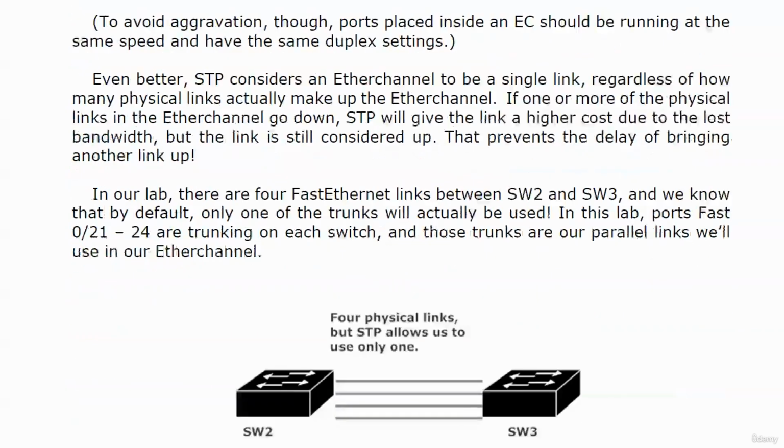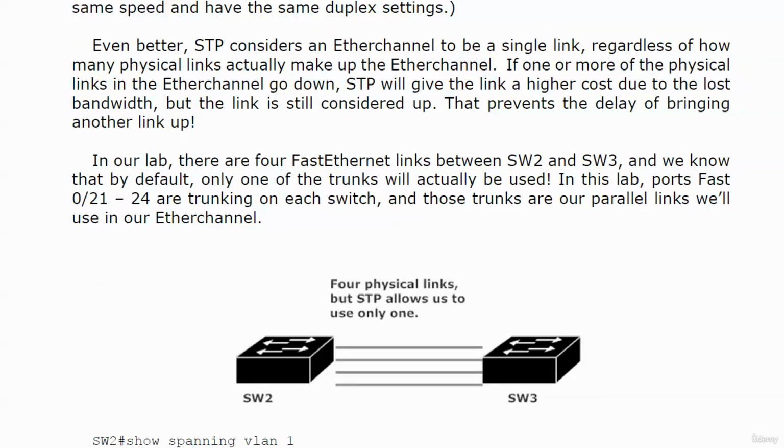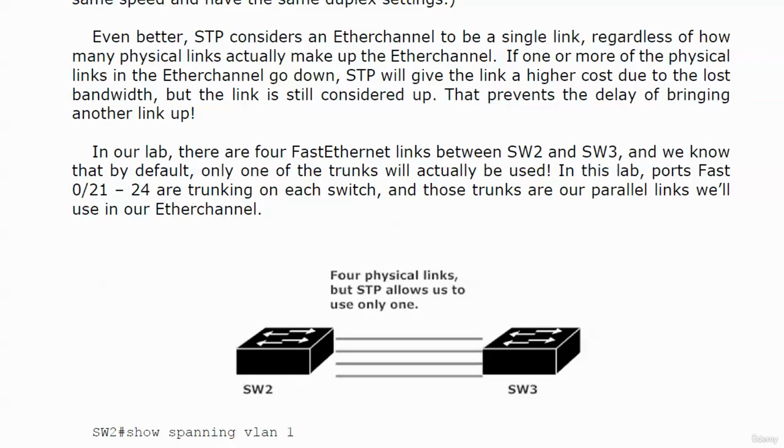And here's the lab that we're going to be using to start with. We've got 4 Ethernet links between switches 2 and 3. We know that by default, only one of those trunks is actually going to be used. Let me give you a quick pop quiz. Out of these 8 ports, how many of those ports will be in blocking and how many will be in forwarding mode once the network converges? Because I've already got that part set up.